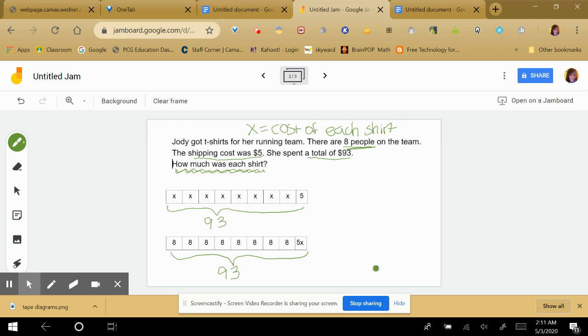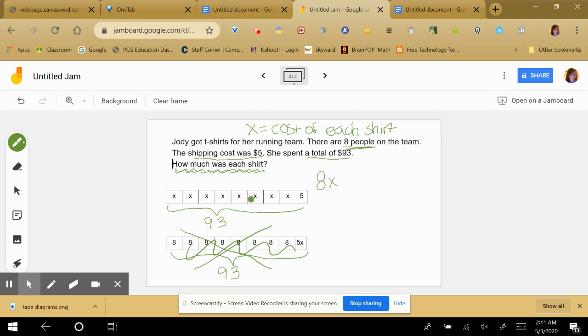Okay? This one puts the 8 in the wrong place. This one has 1, 2, 3, 4, 5, 6, 7, 8 x's plus a 5, and altogether that works to 93. Well, that seems to work for me. So I'm going to eliminate this one and say, no, that's not the one. Well, let's look at this one and see if we can write an equation. How many x's do I see? I see 8 x's.